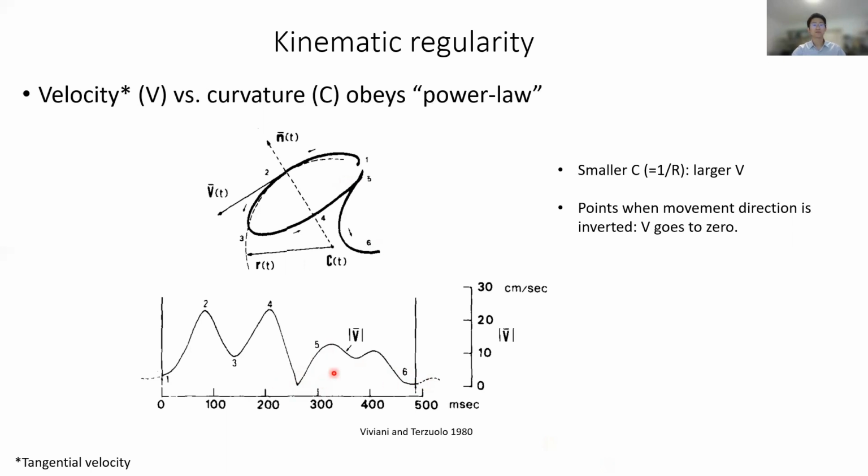Okay. So we see the velocity is almost 0 at 5 and 6. And that means at these 2 positions, they have a very small radius. That means the curvature is kind of infinite, and that's why you have 0 velocity according to this power law. Okay, so I hope this is clear.